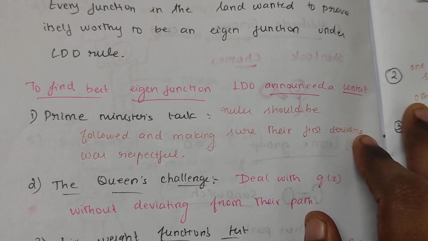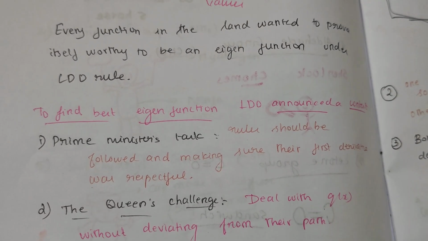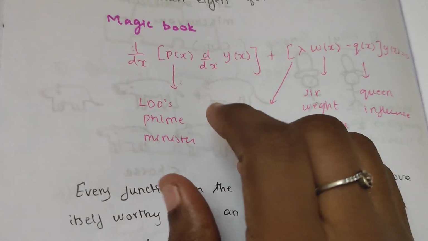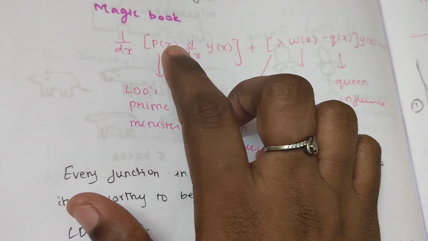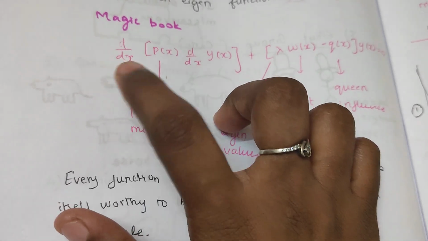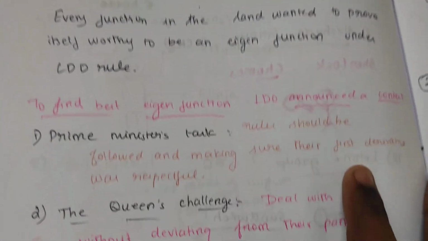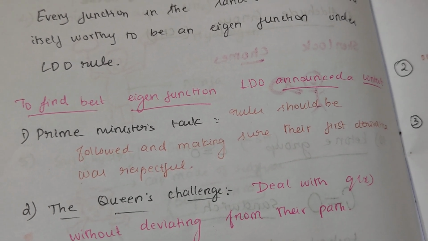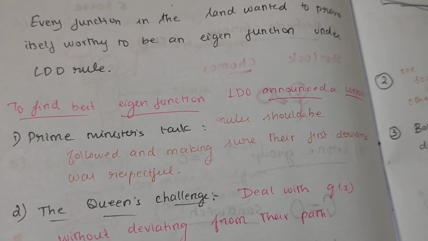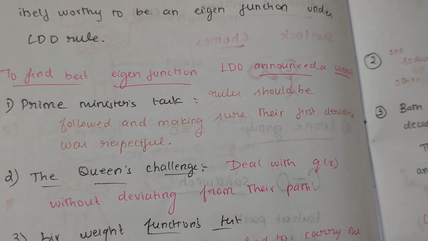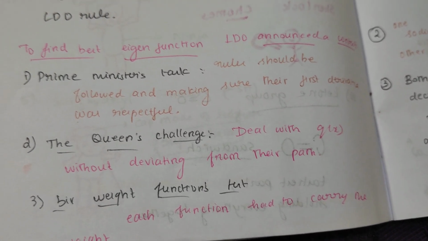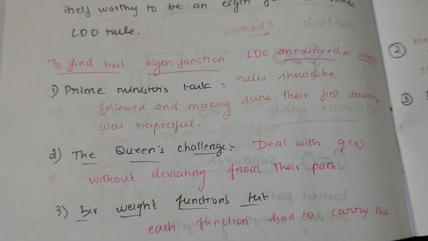The prime minister's task: the rule should be followed, making sure their first derivative was respectful. Here, what they have given is the Lord differential prime minister, they have used differentiation, right, d/dx. So to remember that, the rule should be followed, making sure their first derivative was respectful. Then the Queen's challenge: deal with q(x) without deviating from their path. The Queen's challenge is they should not deviate from their path.